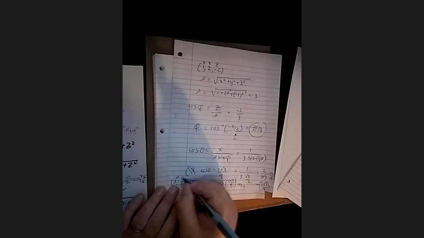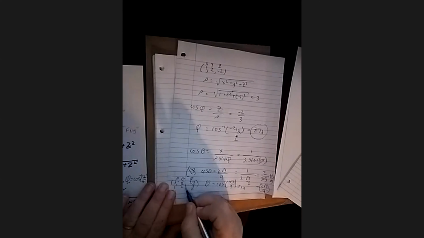So you have to do it in the order rho first, cosine phi so you can get phi second, cosine theta so that you can get theta last. All right. But the order is rho, phi, theta. Okay. So first, second, third.